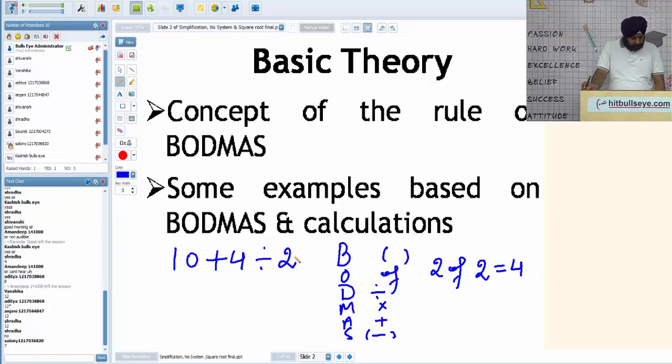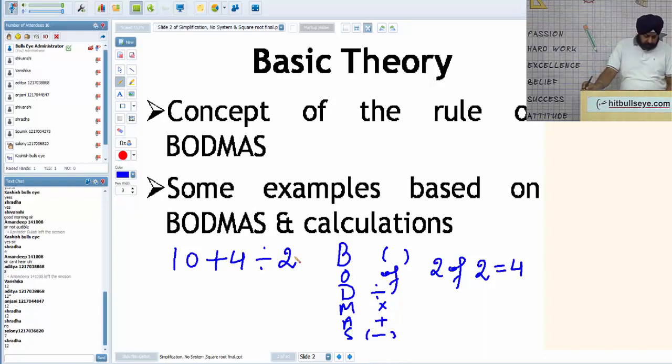Yes, Vanshika, 12. No, Saloni, 7. Saloni, you are making the basic mistake. Definitely all others are correct. You are adding first, 14 divided by 2, and doing it as 7. So that is not correct.